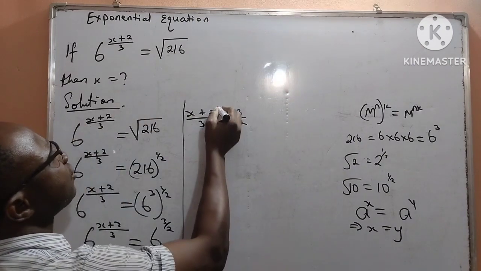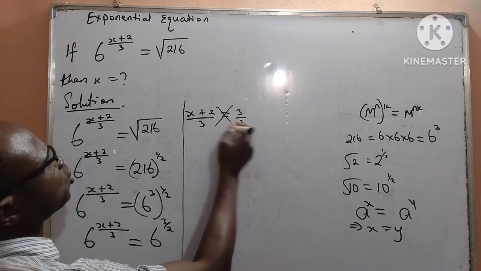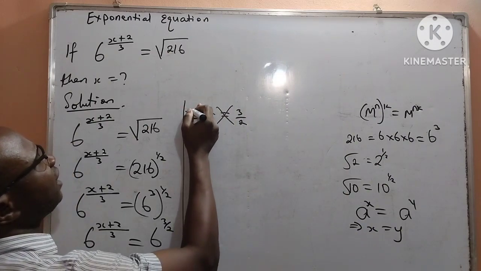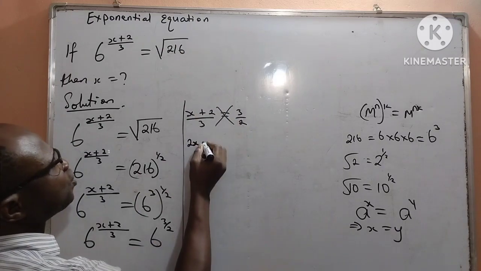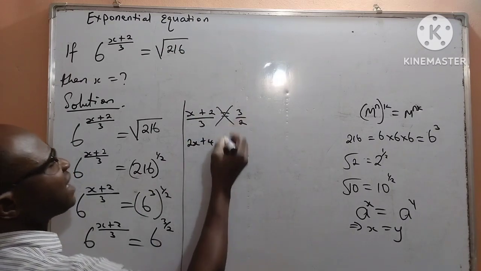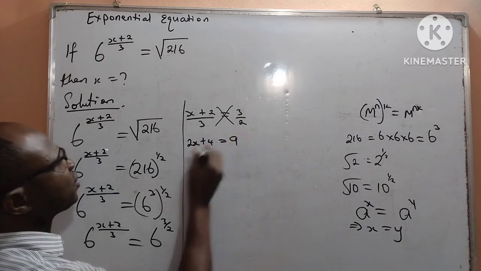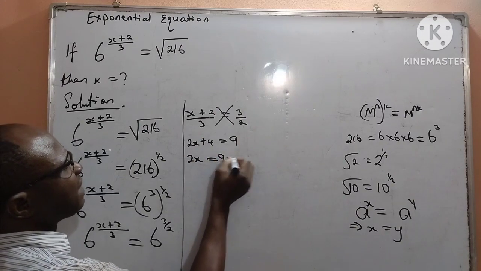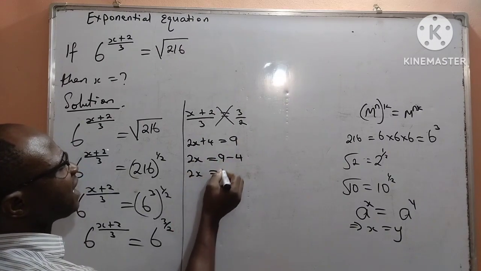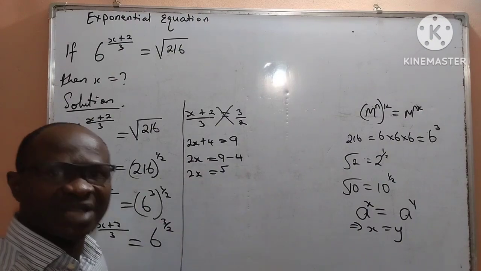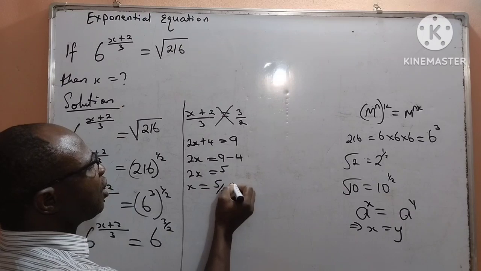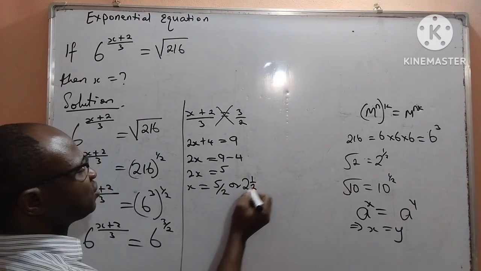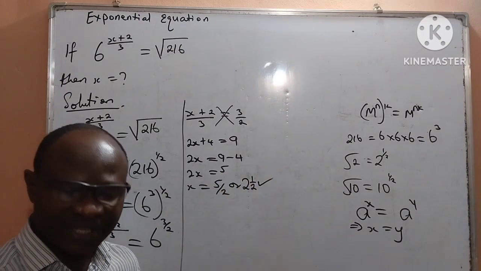We now simplify to get the value of x because that is our interest, to find what x should be. By cross multiplication, what I will now have is to multiply the numerator here: 2 times x is 2x, and 2 times 2 will give me 4. Also, 3 times 3 will give me 9. Moving forward to this side, I have 2x equal to 9 minus 4, and 2x will now be equal to 5. Dividing both sides by 2, I will have my x equal to 5 all over 2, or 2 whole number 1 over 2. This is the value of x.